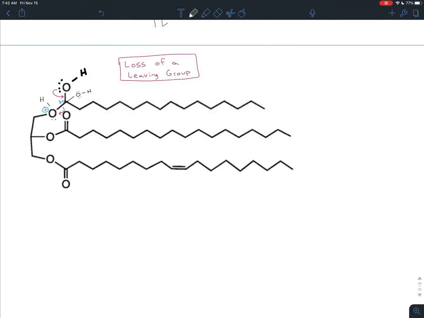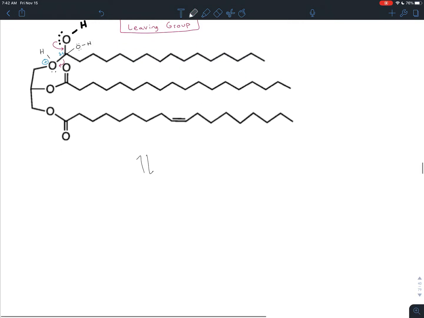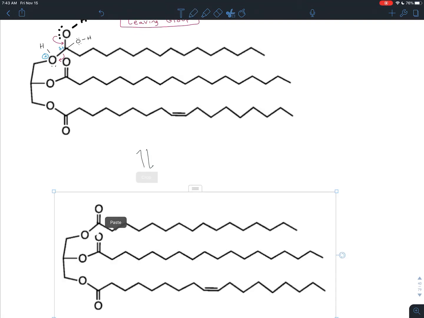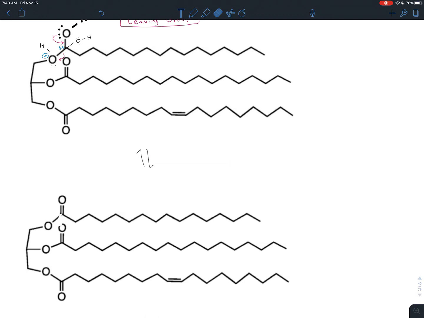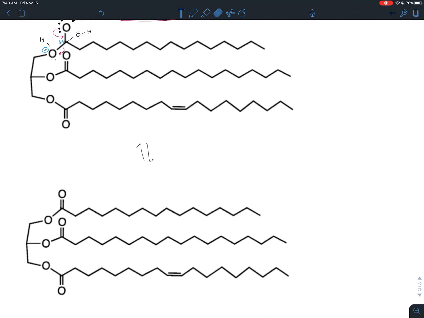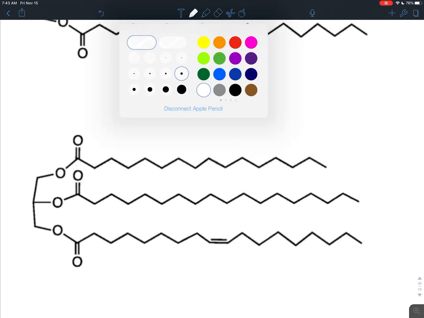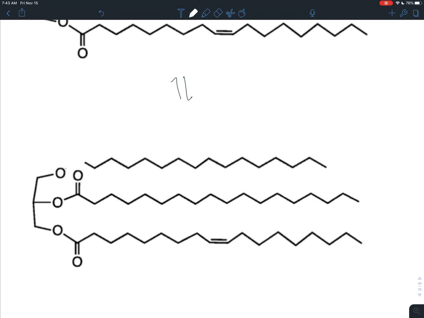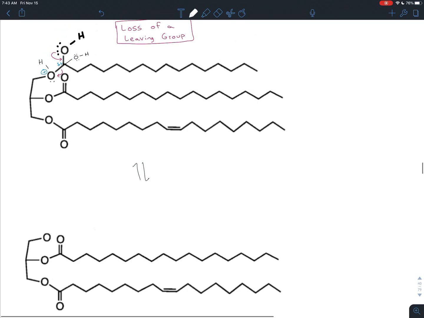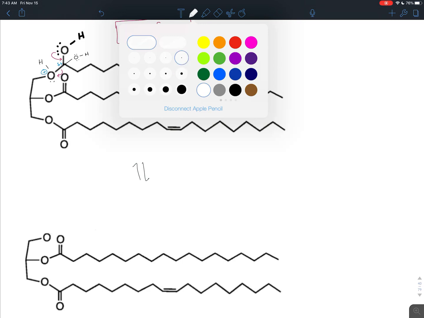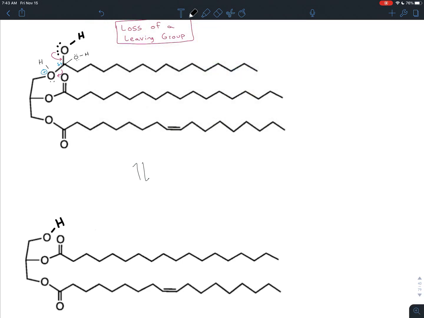Okay, well, what do we have after this? We have 2 things. We have not a triglyceride anymore, but a sort of diglyceride. 2 fatty acids on a glycerol chain. So this is not going to be here. Oops, this is not going to be here anymore. It's leaving the molecule. And that oxygen, you'll see, has this hydrogen on it. So we've turned that into an alcohol.